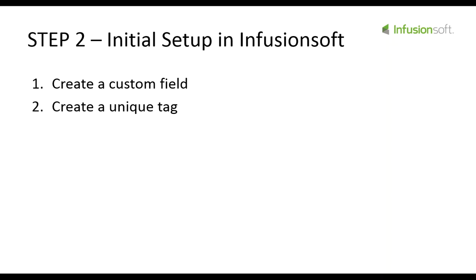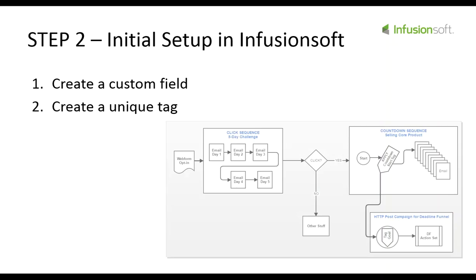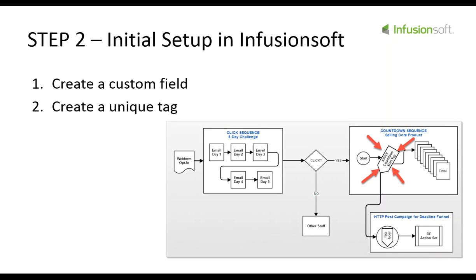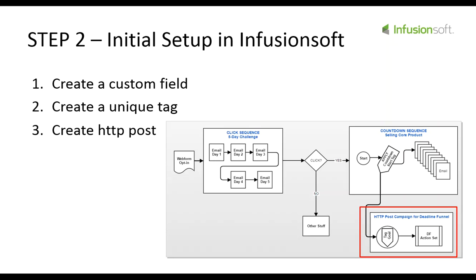Then you're going to create a unique tag, and again, as before, it has to be a unique tag for each countdown timer that you set up, right? And that campaign, as we saw before, has a countdown sequence, and that sequence begins with applying the trigger tag here, right? And then, of course, we have to create the HTTP post, and this is where a lot of the magic happens.